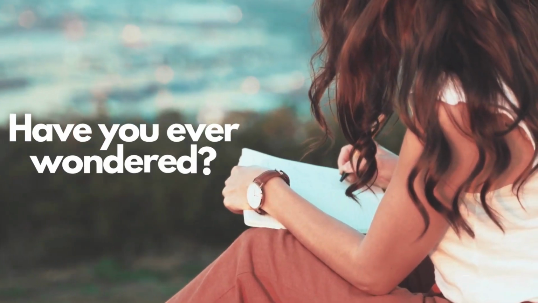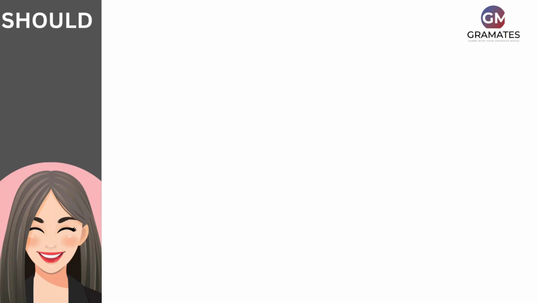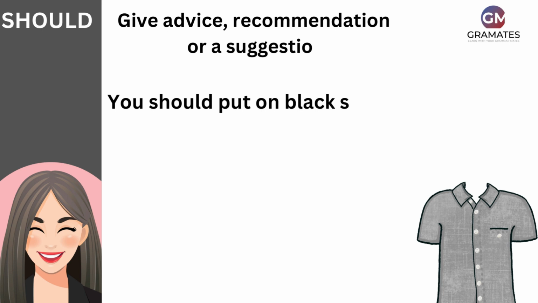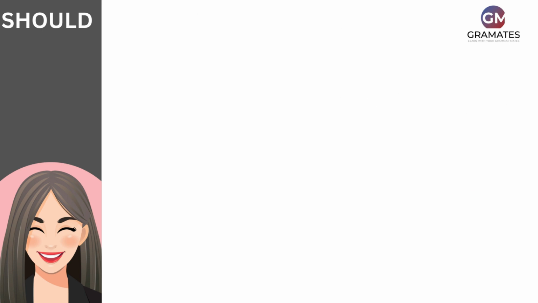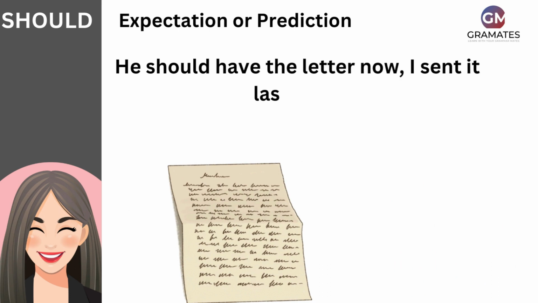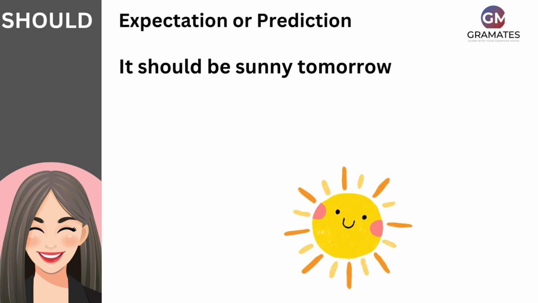Have you ever wondered when we use should in English? Let me tell you, we use the should while giving advice, a recommendation, or a suggestion. For example, I think you should put on black shirt. It suits you. Moreover, we can use the should to express that a situation is likely in the present or in the future. This is a type of expectation or we could say prediction. For example, he should have the letter now, which I sent last week. Another one, it should be sunny tomorrow.